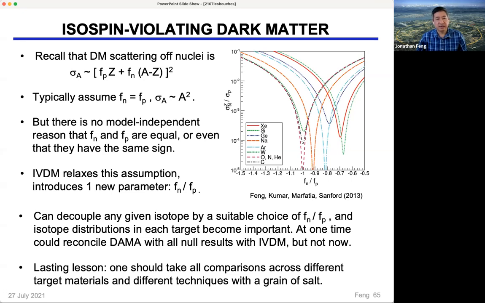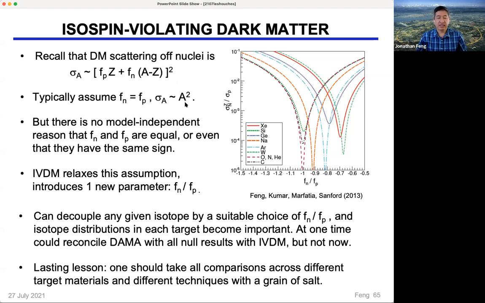So recall that dark matter scattering off of nuclei has this form. You have a number of protons, Z, in your nucleus. You have a number of neutrons, A minus Z, atomic mass minus atomic number. And they each have some coupling: protons coupled to the dark matter, neutrons coupled to the dark matter, and those are parametrized by these Fs. And so we typically assume Fn equals Fp. And then, of course, this collapses down so that this whole thing is proportional to A squared.